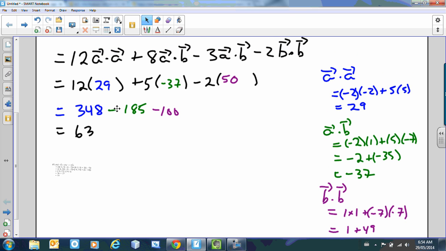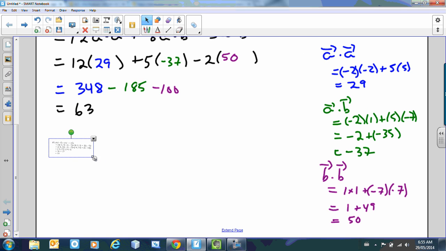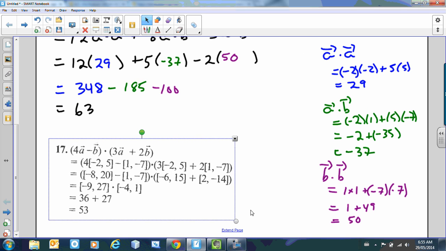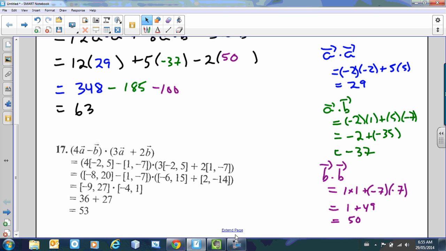And then basically just plug those back into the formula. So to the expanded form here, I've got 12 times the value 29, 5 times, and so on, and we get the answer 63. After having done that, I copied over the solution from the textbook, which again was the one that I would probably tend to go with.